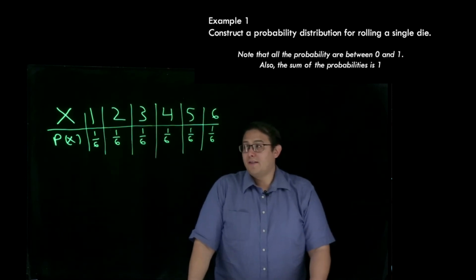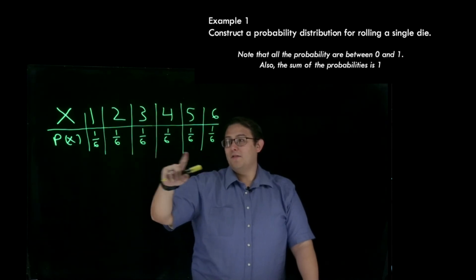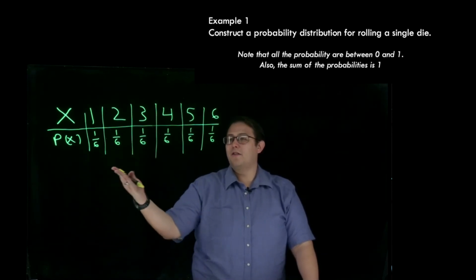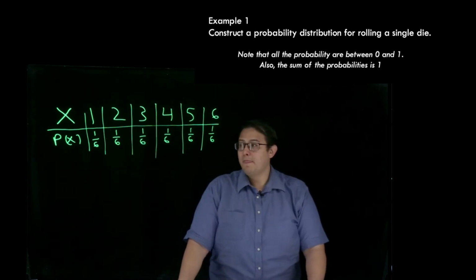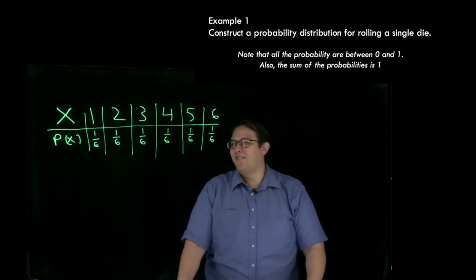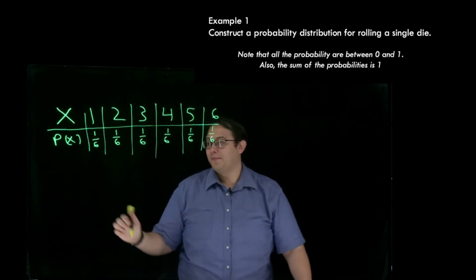Some properties of a probability distribution: all the probabilities will be in between 0 and 1. In this case, they're all the same. If they were different, they would still be in between 0 and 1. The other important property is that the sum of all these probabilities equals 1.